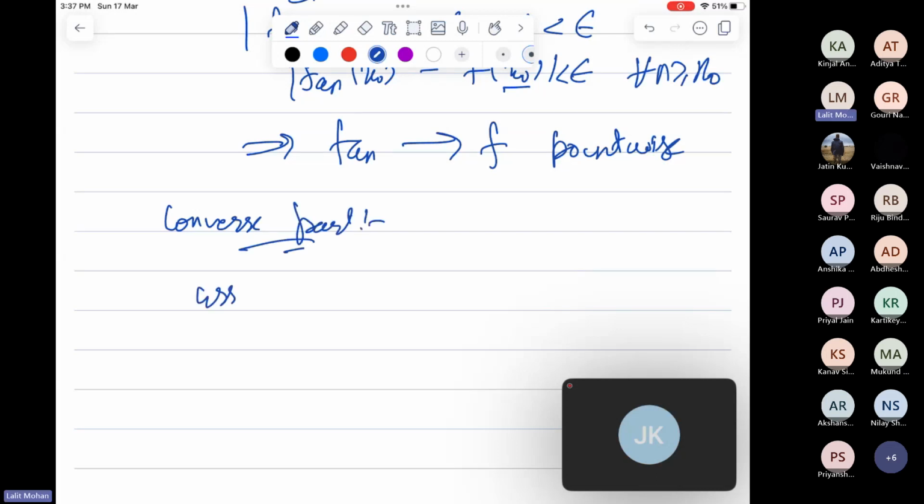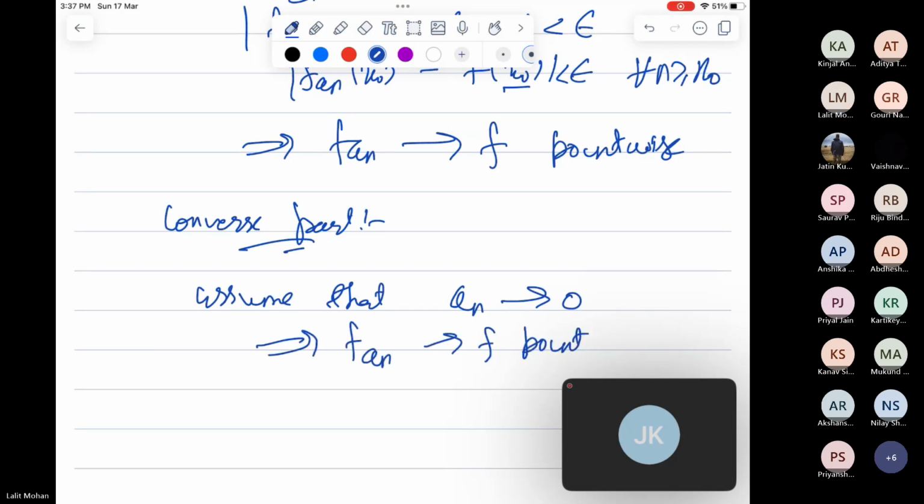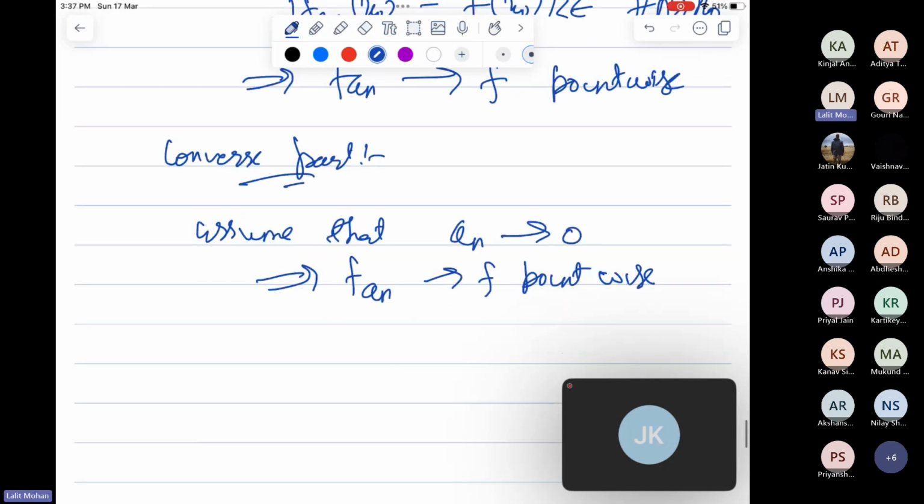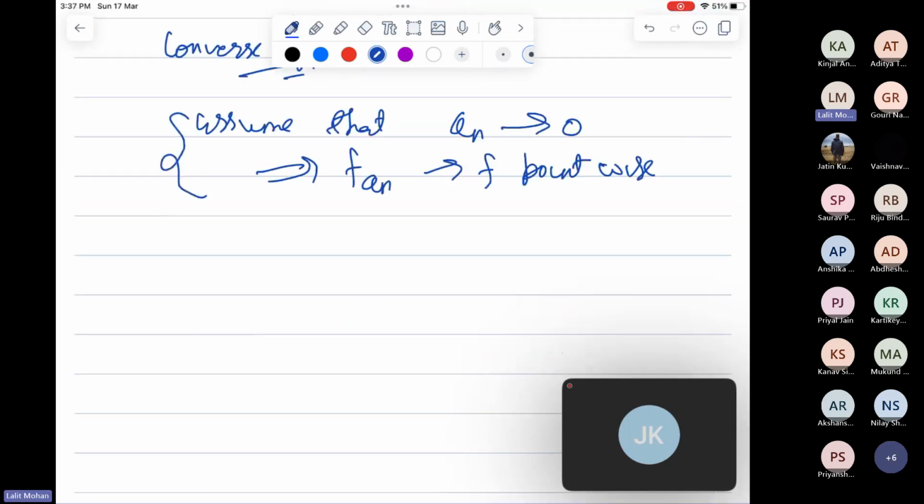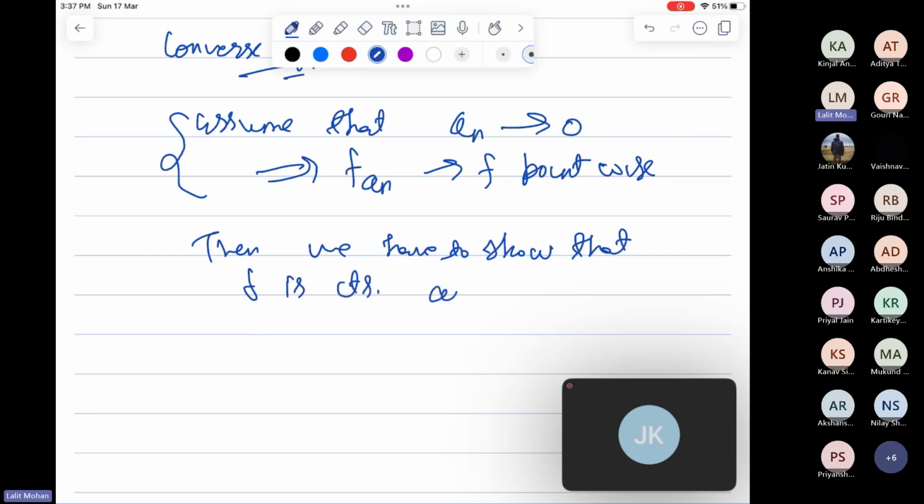So assume that a_n is a sequence of real numbers which converges, a_n tends to 0. This will imply that f_{a_n} converges to f pointwise. Whenever this type of situation arises, that a_n tends to 0 implies f_{a_n} converges to f, then we have to show that f is continuous at R. It means f is continuous at every point.